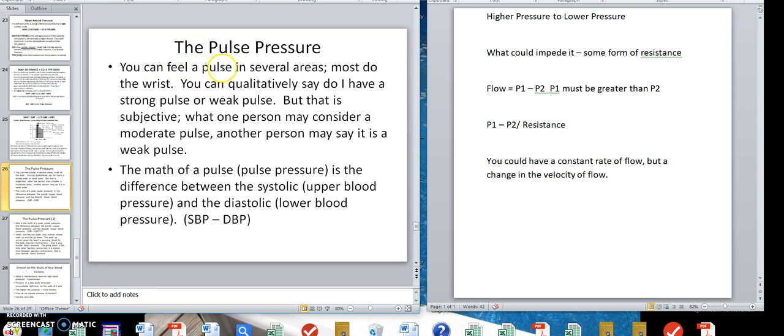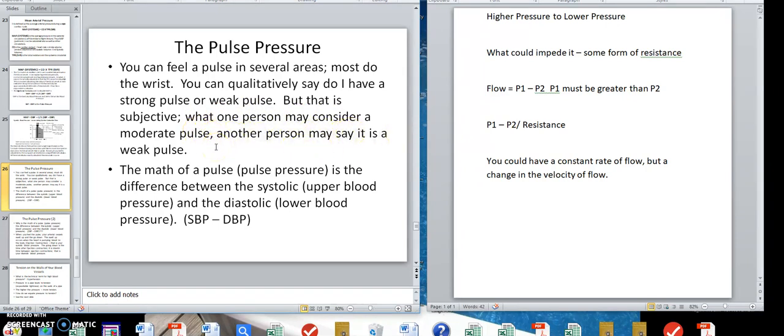You can feel a pulse in several areas. Most do the wrist. I'm sure you've felt your pulse before to see what your heart rate is. You can qualitatively say, do I have a strong pulse or a weak pulse? But that's subjective. What one person may consider a moderate pulse, another person may say it's a weak pulse.